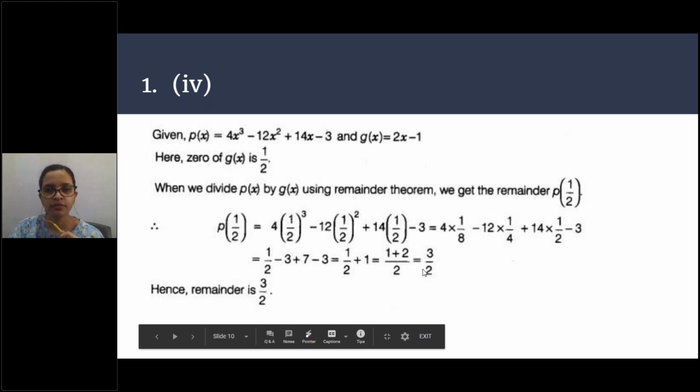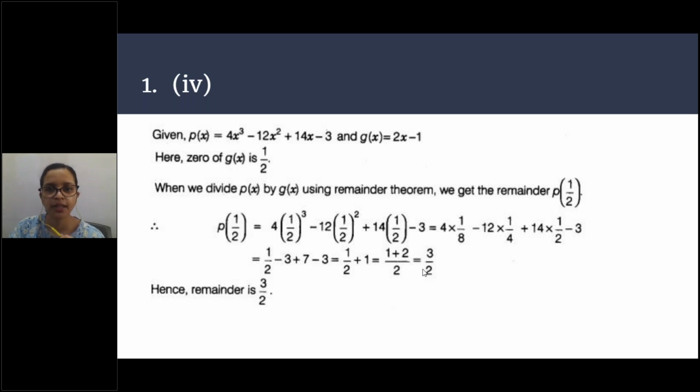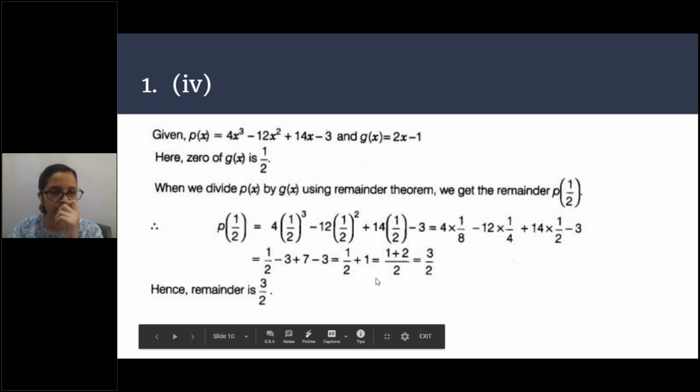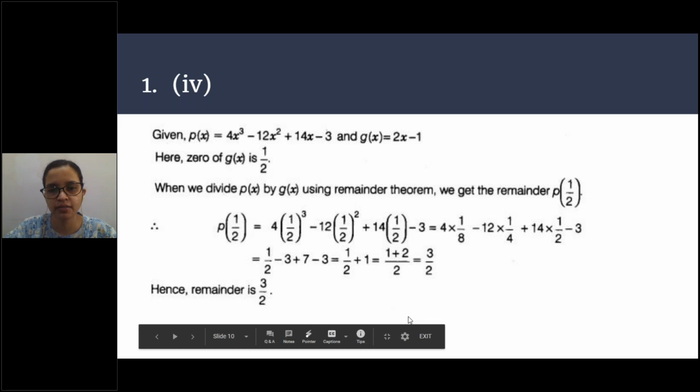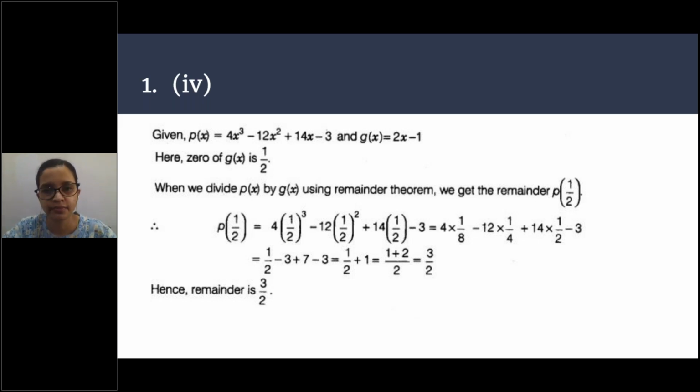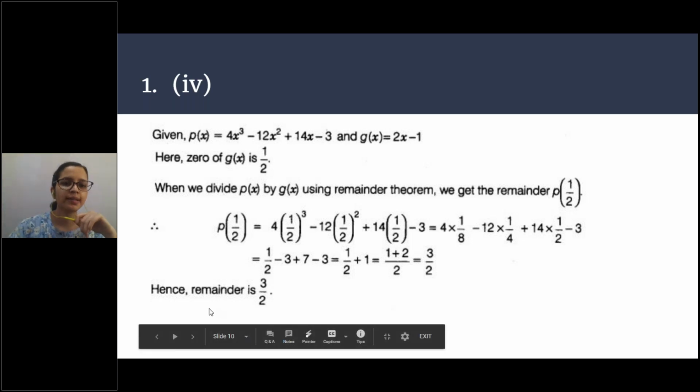Shiva, which part are you stuck on? 3 by 2, yes. Aditya Mundra, yes. So you get the zero as 1 by 2, right? And then you substitute 1 by 2 in this equation. Then did you simplify it, Sivesh? Did you simplify the equation? Okay, try doing this after class. Let me see. If you still have doubt, I'll help you out.